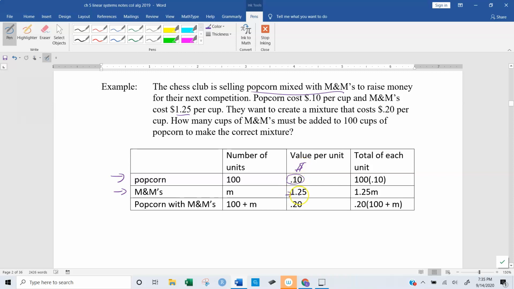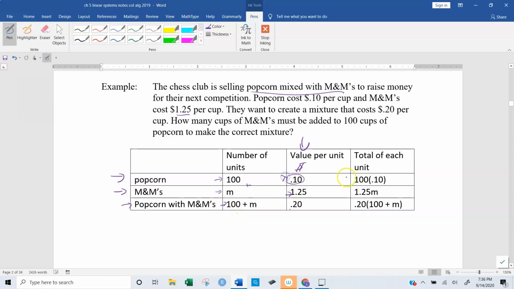All right, so we got this and this done. They want to create a mixture that costs 20 cents. So we filled in this entire column. How many cups of M&Ms? So M&Ms is my variable. That's what it said. Must be added to 100 cups. So I got 100 cups of popcorn to make my mixture. Well, now they didn't tell me what my total mixture was. They told me what I used to get there. So to get this here, I have to add these two together. And I get 100 plus M.